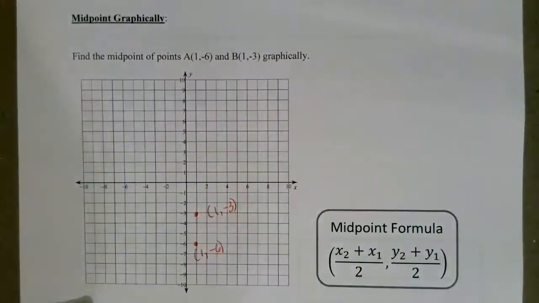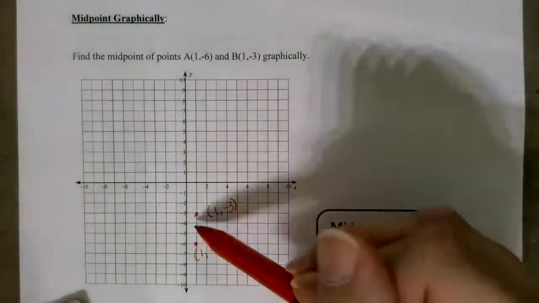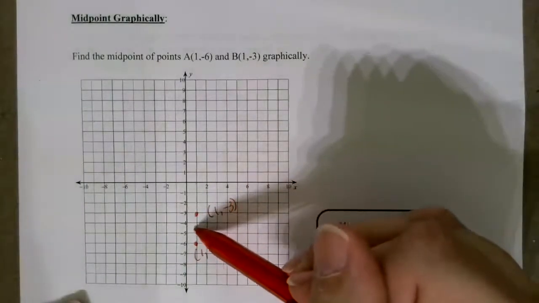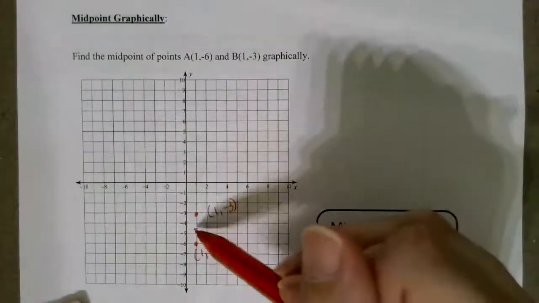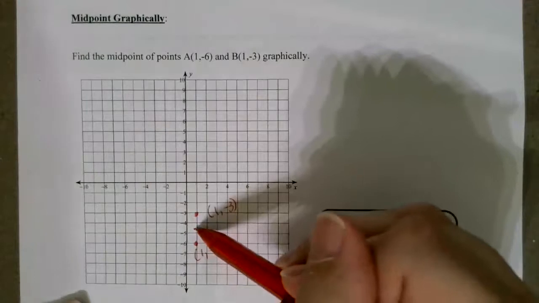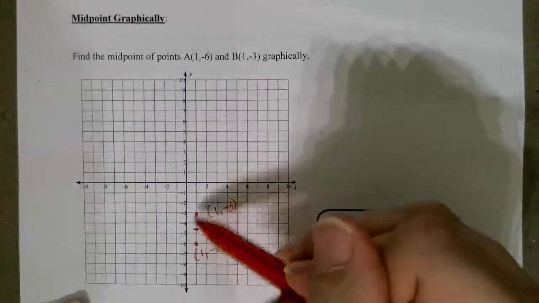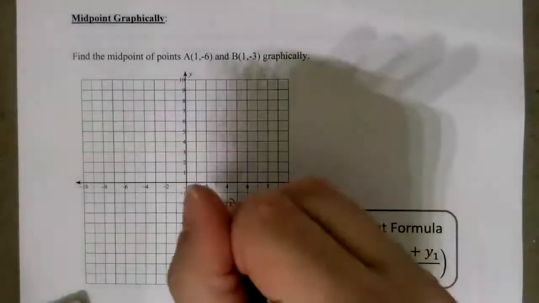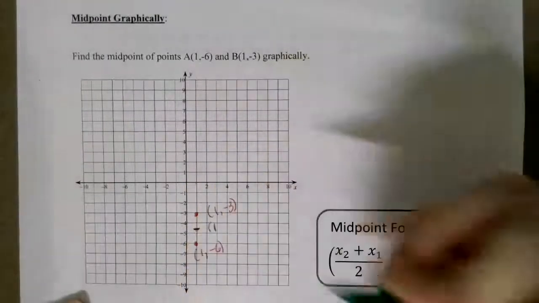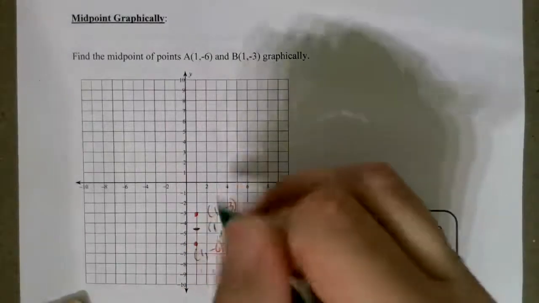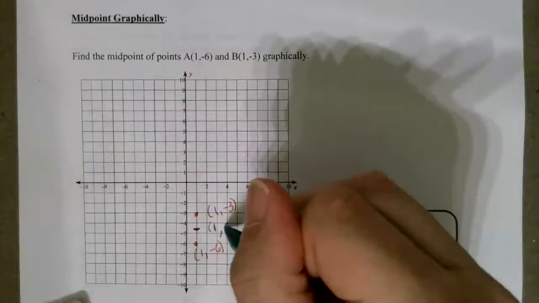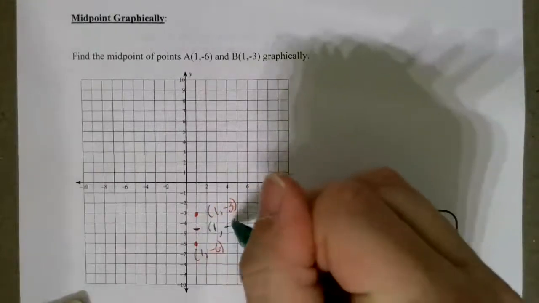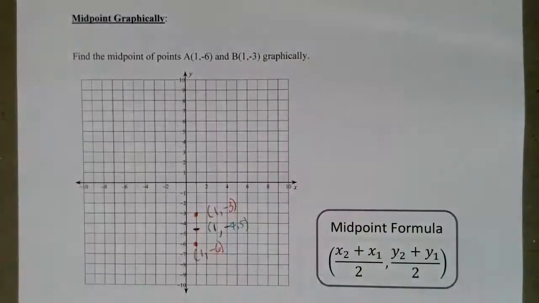And basically, the midpoint is going to be immediately in the middle of these two ordered pairs, okay? So it's going to be equidistant from the midpoint to this point, equidistant from the midpoint to this point. And it looks like the midpoint is going to still be 1 on the x, comma, and then looks like it's going to be about -4.5, okay? But we're going to go ahead and calculate it just to make sure.